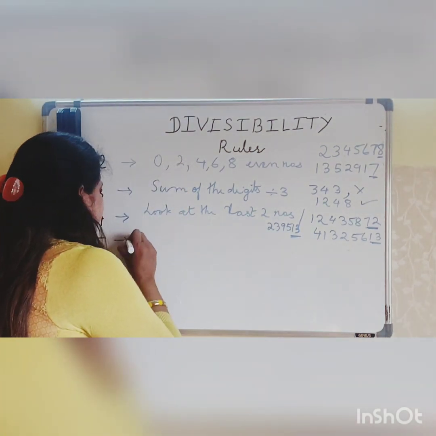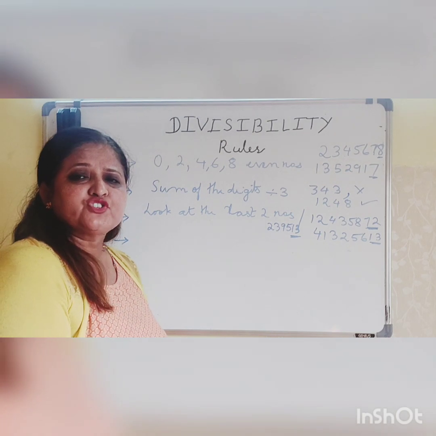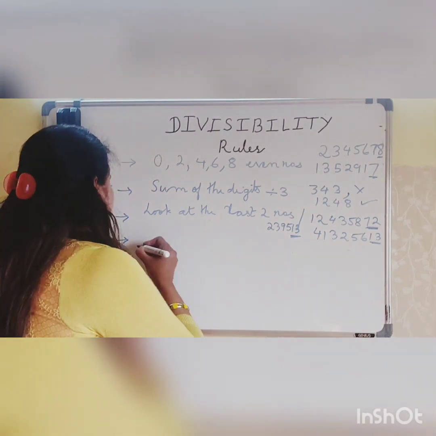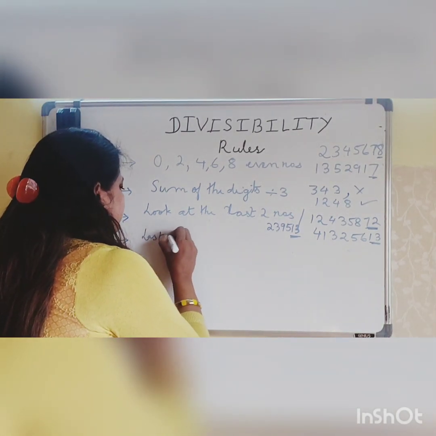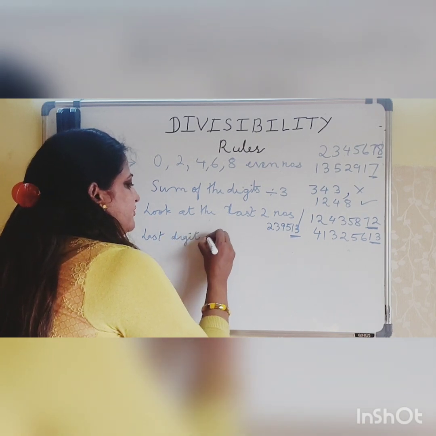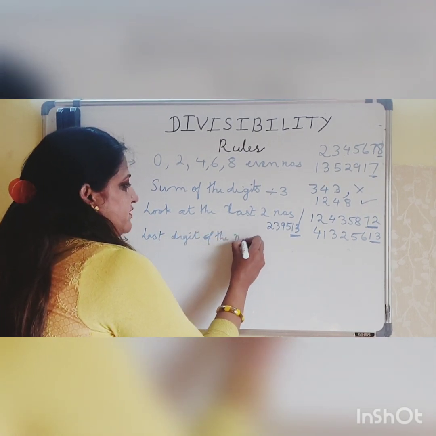Now how do we check the divisibility of a number by 5? For checking the divisibility by 5, you simply have to look at the last digit of the number. Just look at the last digit of the number, no matter how big the number is.